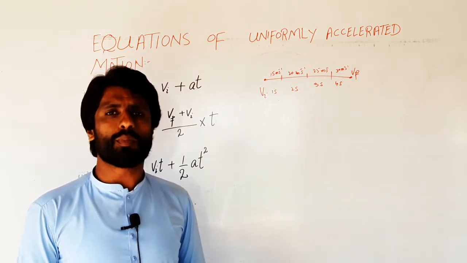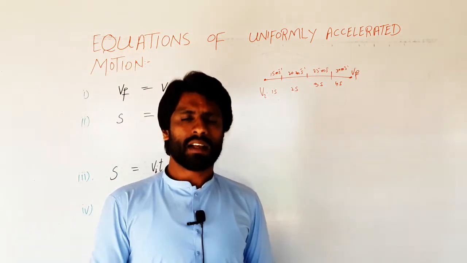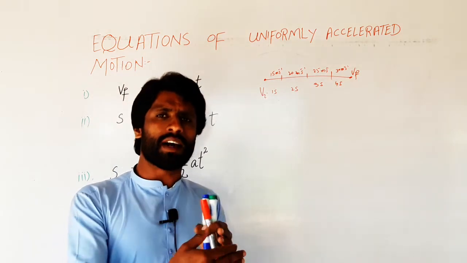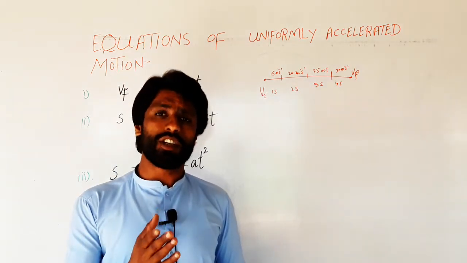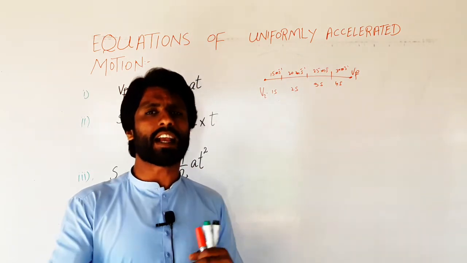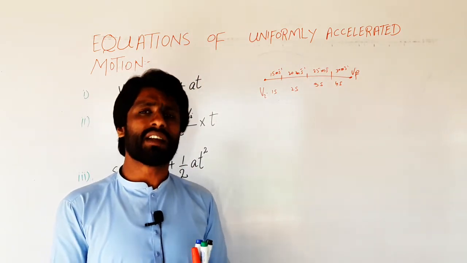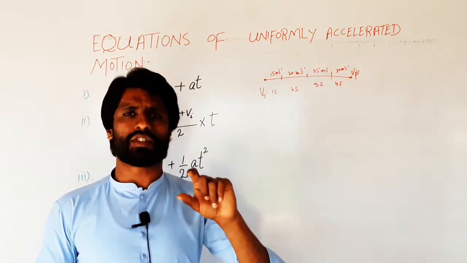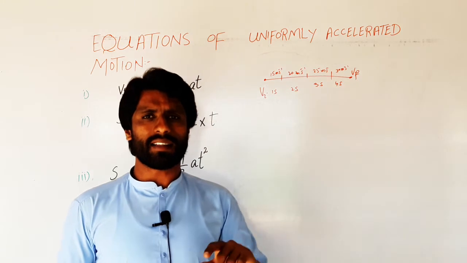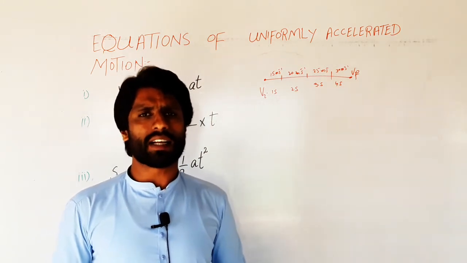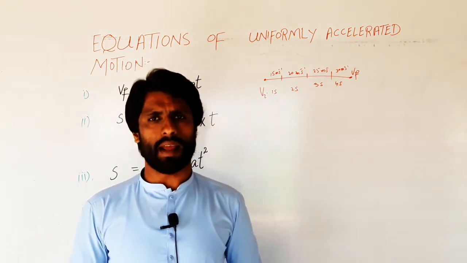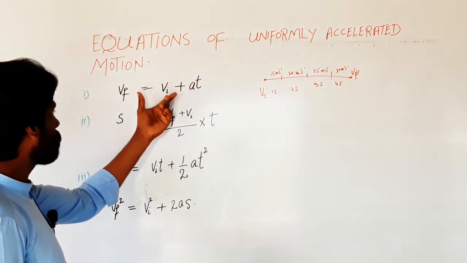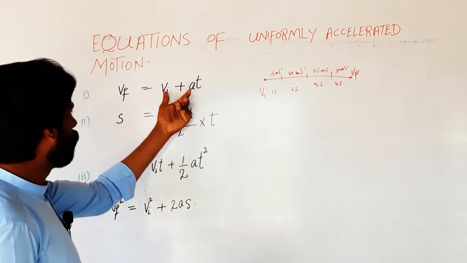It means when the object is moving in 1 second, the change in velocity is 5 meter per second, and the next 1 second the change in velocity is also 5 meter per second, and the next 1 second the change in velocity is 5 meter per second. In the same interval of time, the same change in velocity. In this condition, the acceleration is known as uniform acceleration. According to the first equation, Vf is equal to Vi plus At.